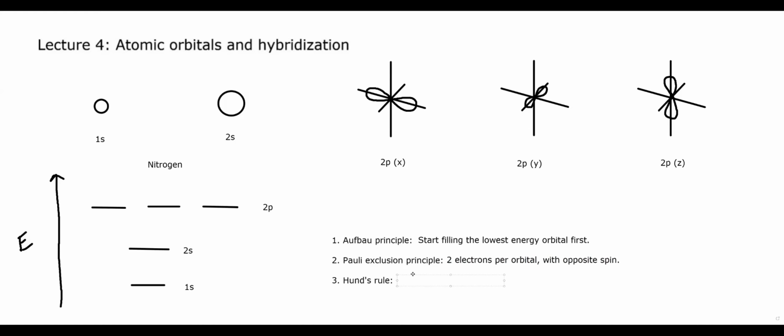And then Hund's rule states that we should fill degenerate orbitals one at a time. So looking back at our example here, our 2p orbital has 3 degenerate orbitals. We should fill these up one at a time. If we have maybe 4 or 5 or 6 electrons to fill these orbitals with, we fill the x with 1, we fill the y with 1, we fill the z with 1, and then we go back to the x.